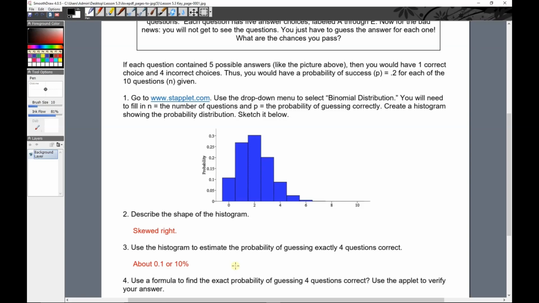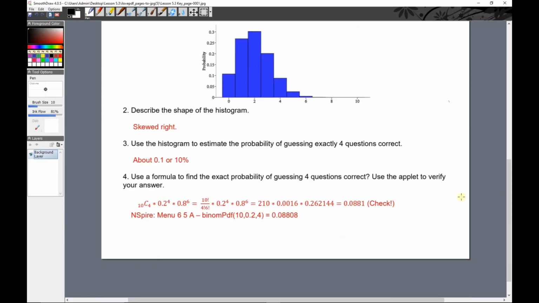All right, so then it says use a formula to find the exact probability of guessing 4 questions correct and use the applet to verify the answer. I think we already did that. So here are 2 ways to get this answer correct. One of them is with a formula, a formal formula, and it consists of 3 parts.